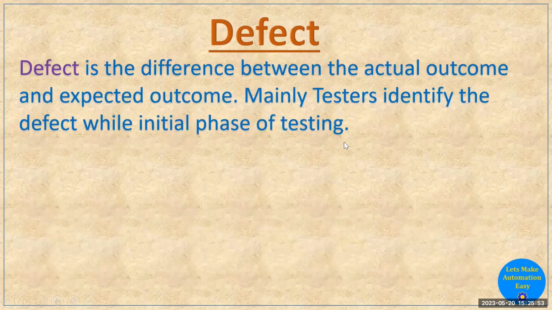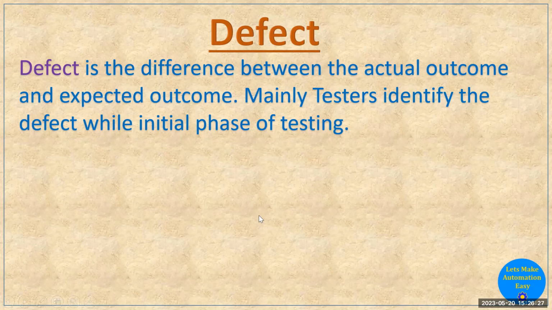Now the second term is called defect. What is a defect? A defect is the difference between the actual outcome and the expected outcome. Mainly the tester identifies the defect in the initial phase of testing. When any feature is released to the first environment, it can be the dev environment or any environment, a tester tries to compare the actual outcome with the expected outcome. If there is any difference, that difference is known as a defect here.